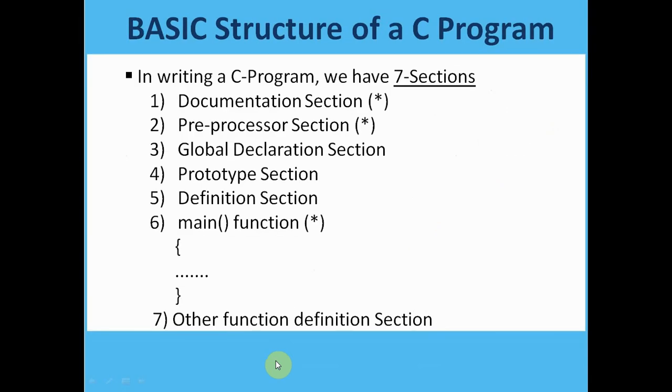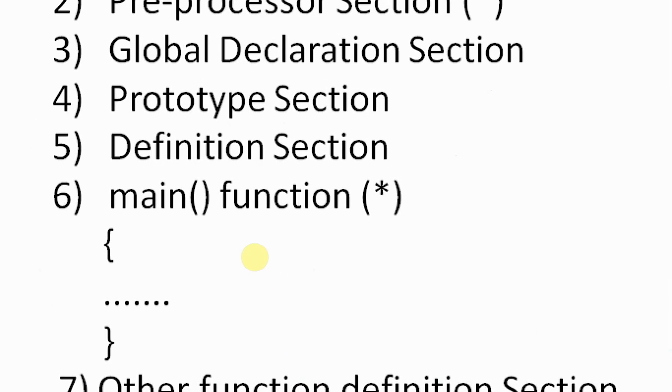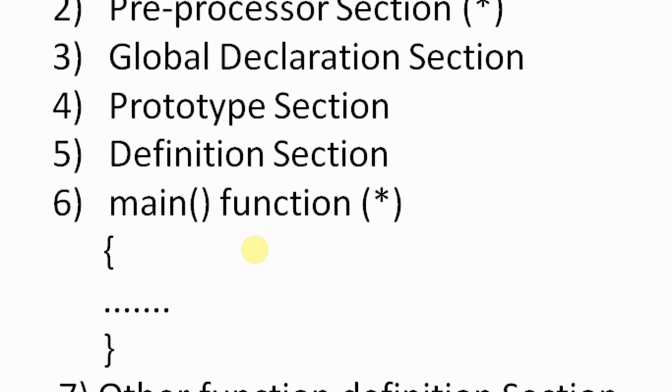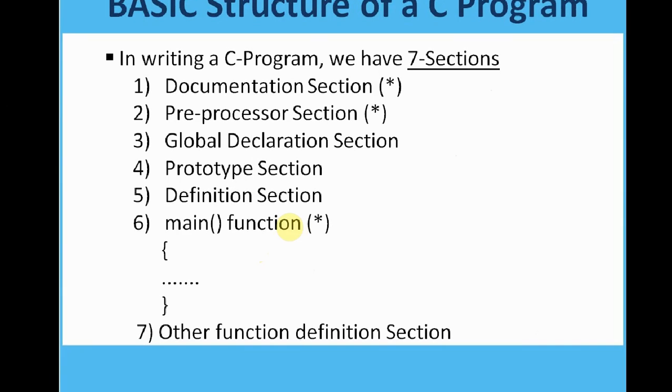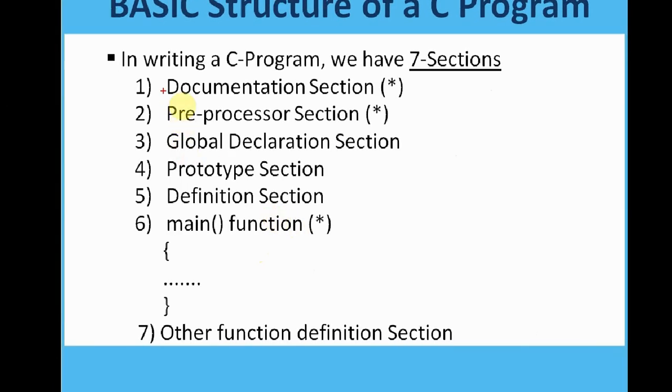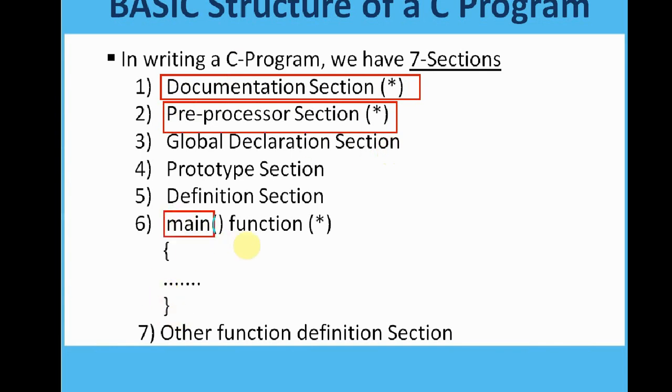Right. So in these 7 sections, the first section is the documentation section. This is important for us. The second section is the preprocessor section. This is also important for us as of now. And finally, the main function, which is the starting point of execution of a C program. So these 3 sections are important for us for writing a basic program in C language.